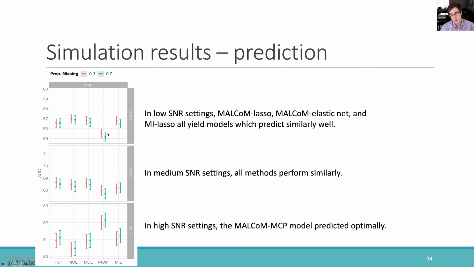Malcolm-MCP didn't actually do that well in that case, but it's actually well known that MCP is going to do better in high signal-to-noise ratios. So if you look at the bottom with a high signal-to-noise ratio, you can see the opposite pattern. So the Malcolm-MCP approach actually does the best of any of the Lasso or Elastic-Net-based procedures. And if you pair that with Malcolm, you can kind of reap the benefits of the improvement in performance that you get with MCP.